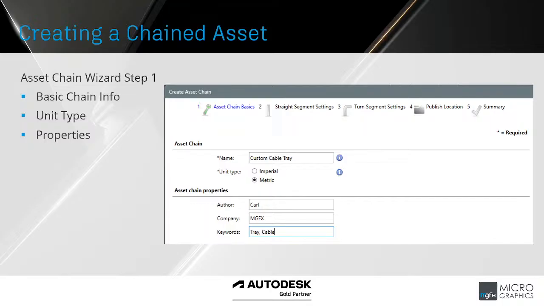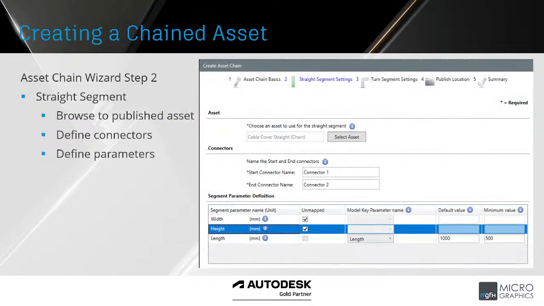The first step is to fill out your basic information. So here we've got the name for the asset chain. So I'll call this custom cable trays, the units, and then some asset chain properties. So properties specific to the asset chain itself. Author, company, keywords.